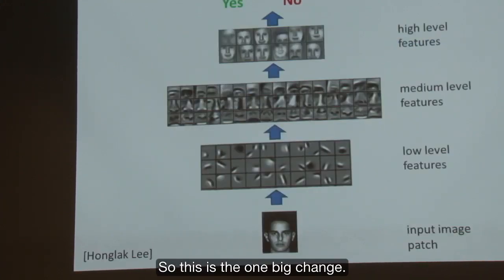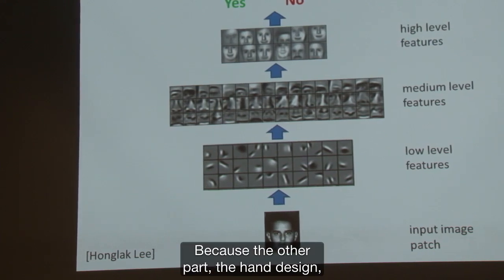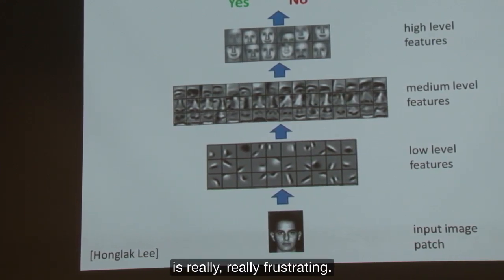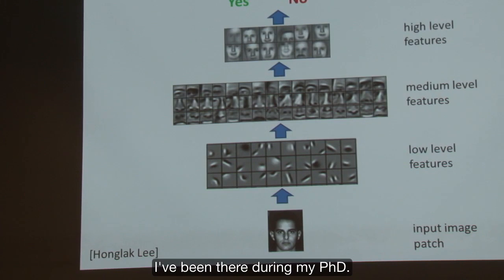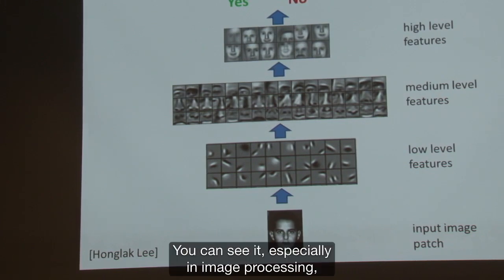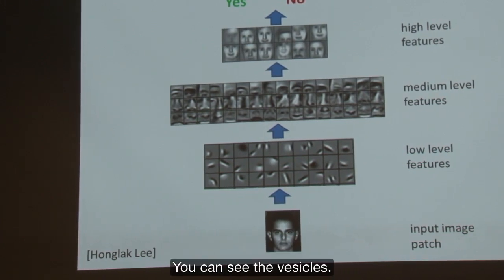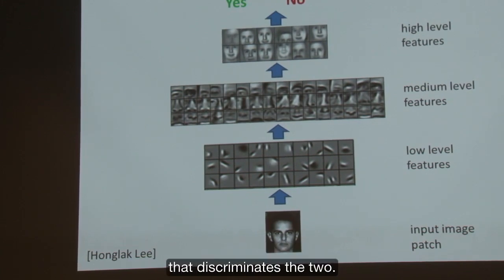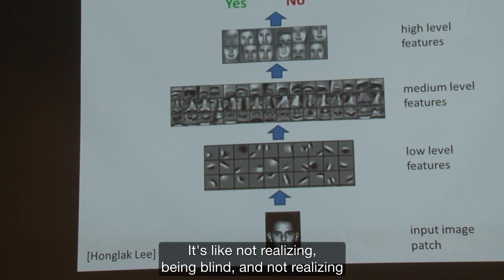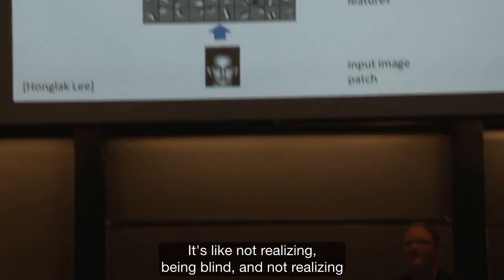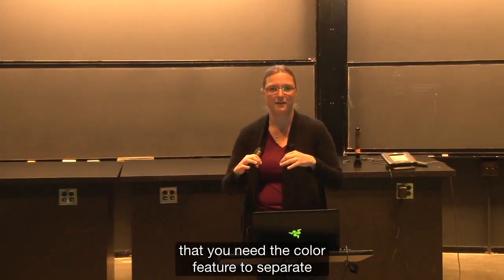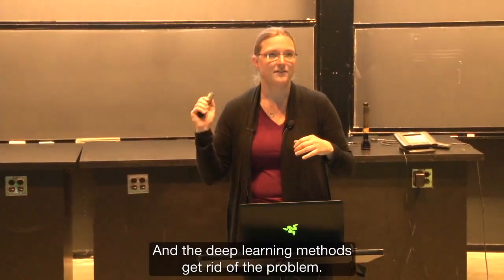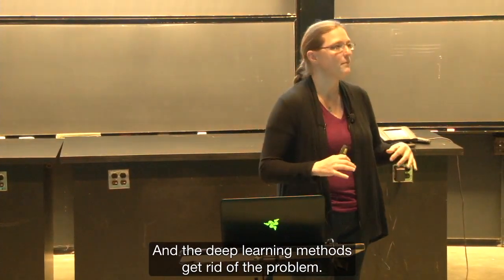This is the one big change, because the other part, the hand design, is really frustrating. I've been there during my PhD. You can see it, especially in image processing. You can see the membrane, you can see the vesicles, and you just can't find the feature that discriminates the two. It's like being blind and not realizing that you need the color feature to separate the apples and the oranges. And the deep learning methods get rid of that problem.